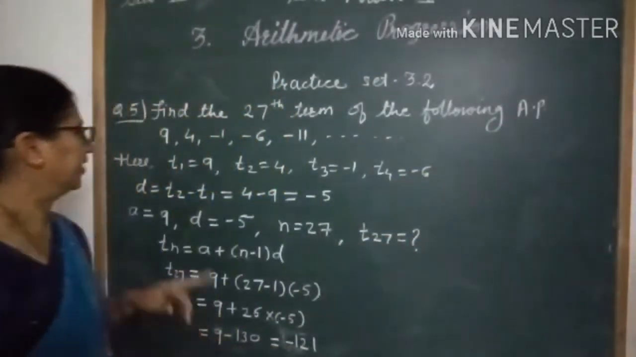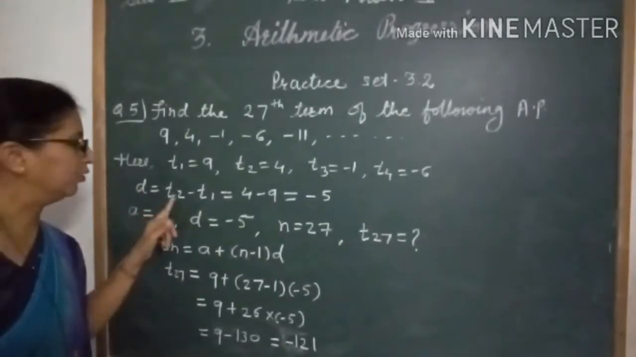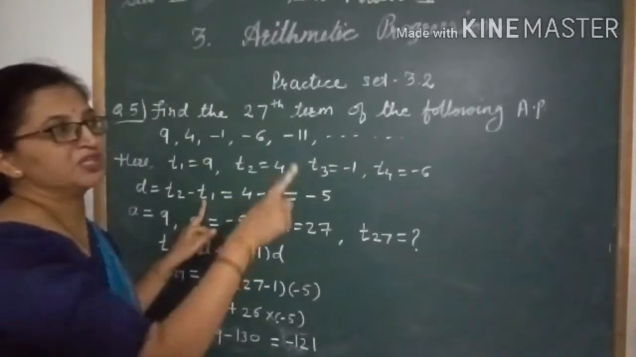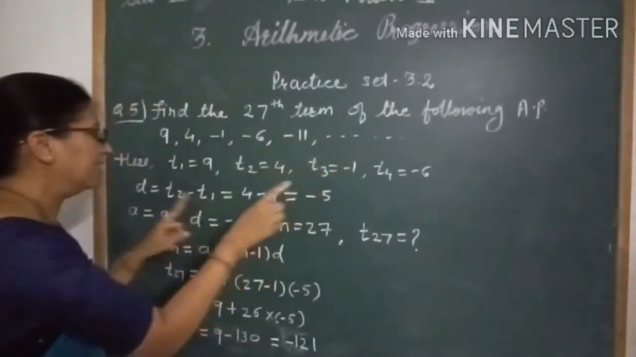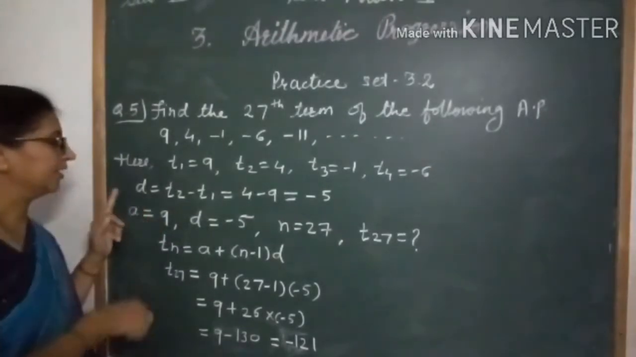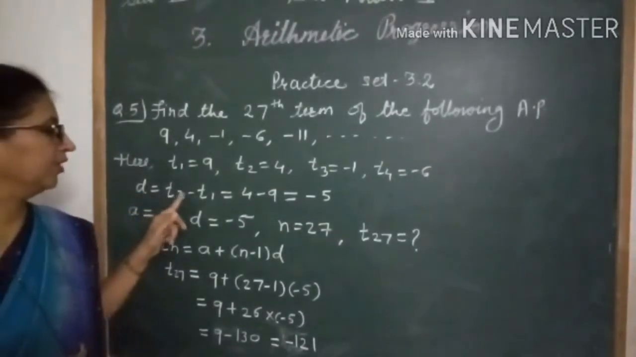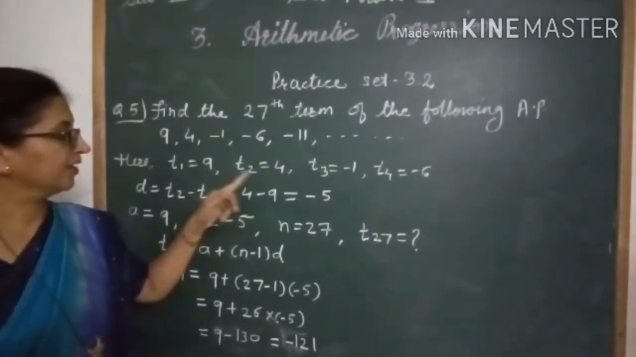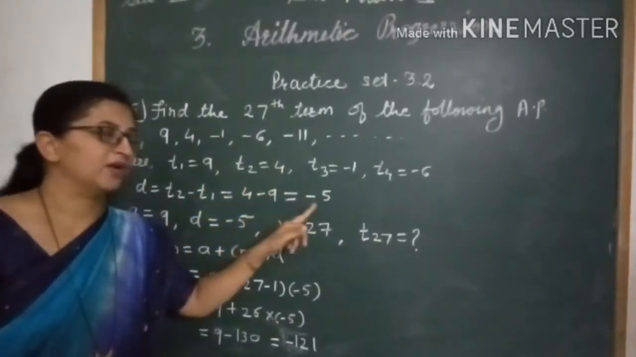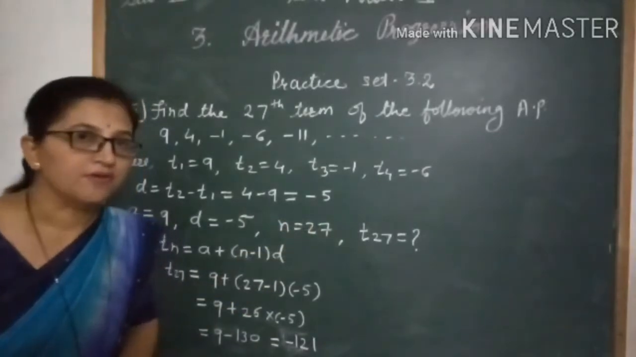Here it is mentioned that it is an AP. That's why we can say D is equal to T2 minus T1. Dear friends, always keep it in mind: when it is mentioned that it is an AP, only then can you say T2 minus T1 is equal to D. So here D is equal to T2 minus T1, that is 4 minus 9, that is 5, and the sign of the bigger number, that is negative 5.